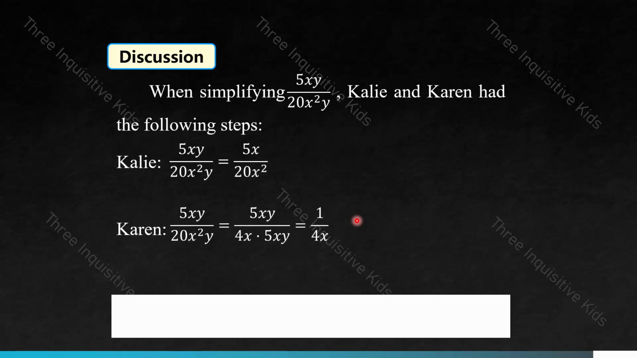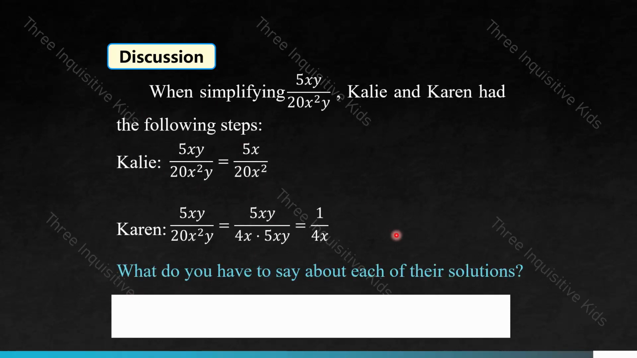Let's do some discussing. When simplifying the fractional expression 5xy over 20x squared y, Kaylee and Karen had the following steps. This is Kaylee's solution and this is Karen's solution. So the question is, what do you have to say about each of their solutions? Now pause the video and compare the two, and then determine which one would be the correct answer.